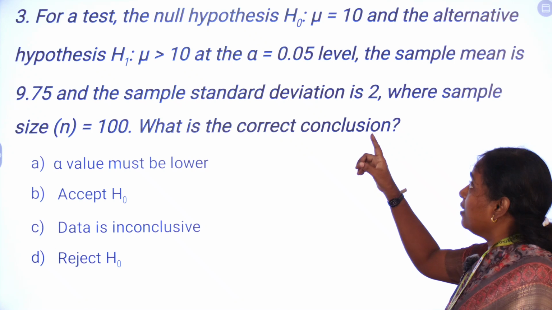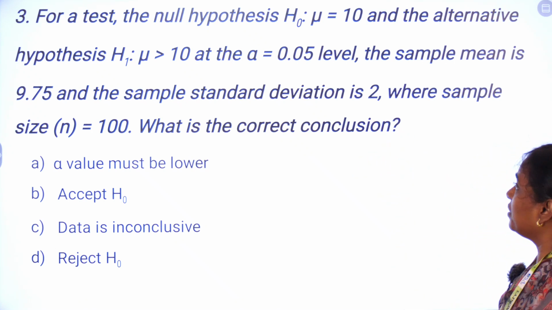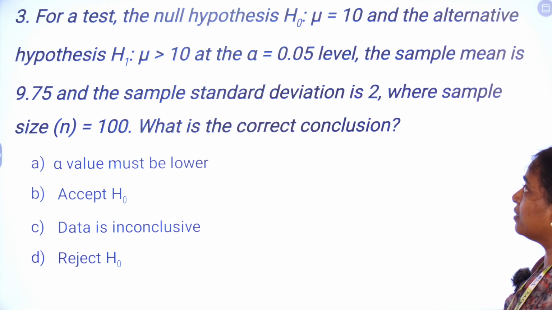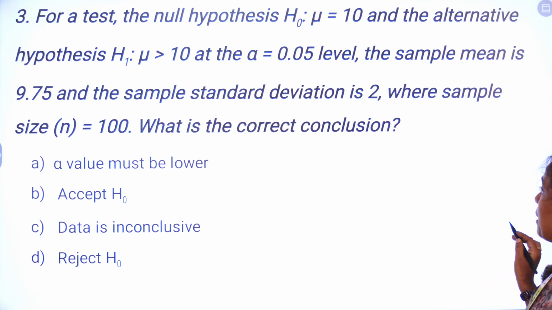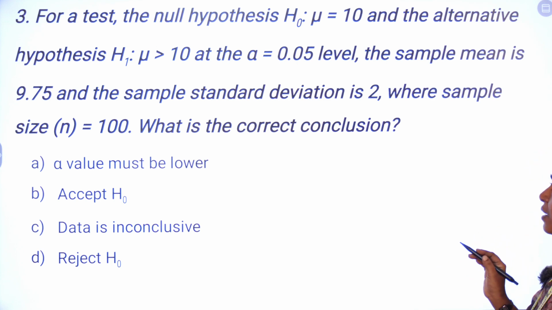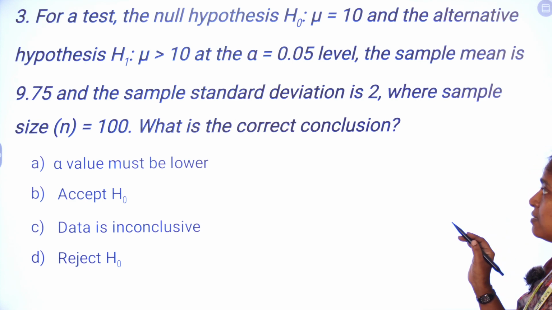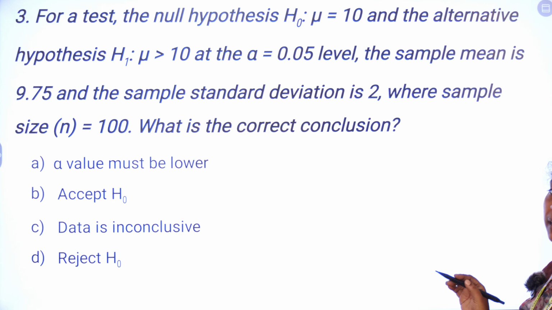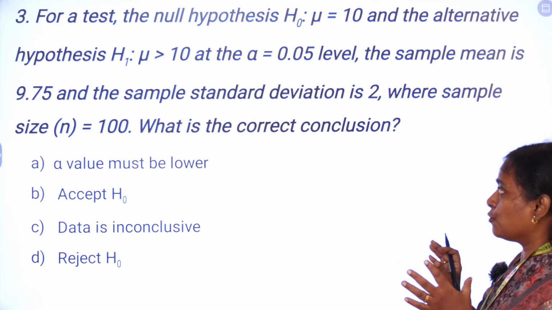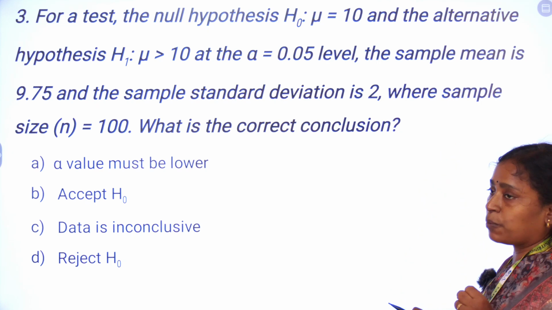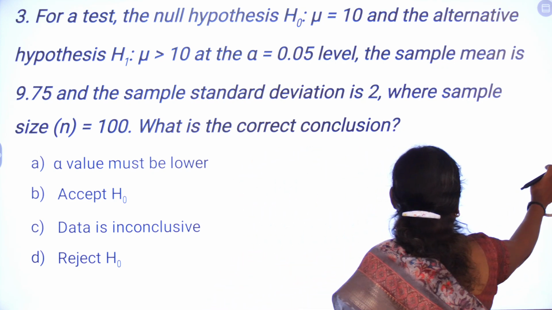For a test with the null hypothesis H0: mu is equal to 10 and the alternative hypothesis H1: mu greater than 10 at alpha is equal to 0.05 level, the sample mean is 9.75 and the sample standard deviation is 2, where sample size n is equal to 100. What is the correct conclusion? Now this is a problem given to us. So first pick out what is given in the question. What they have given is the null hypothesis.